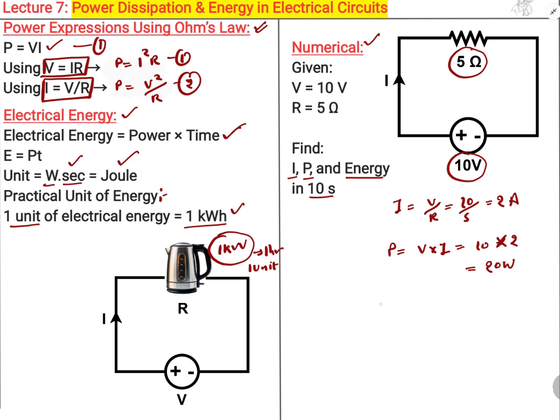And finally, what is energy? Energy is equal to power into time. So power is 20 watts, time is equal to 10 seconds, so the energy comes out to be 200 watt seconds, which can be written as 200 joules.